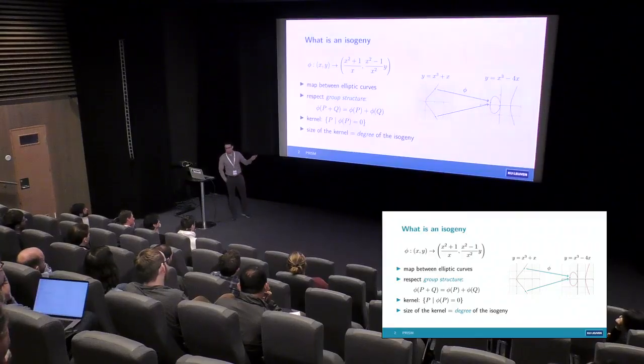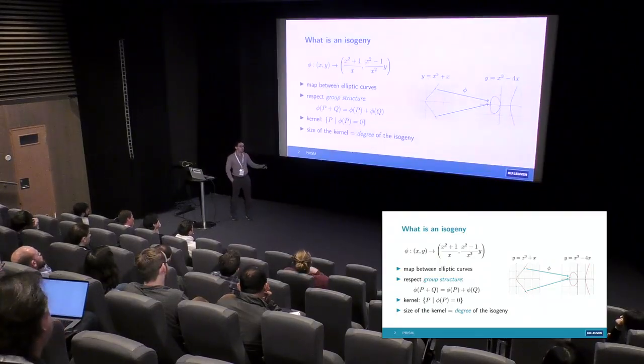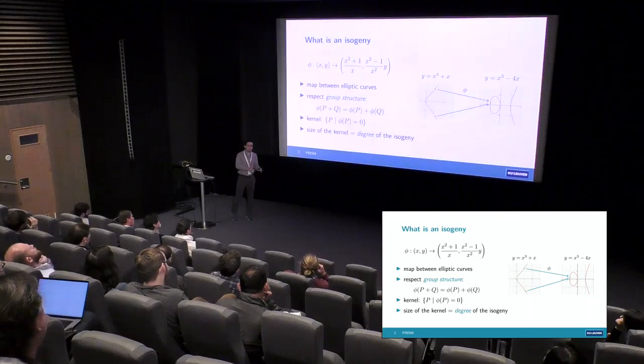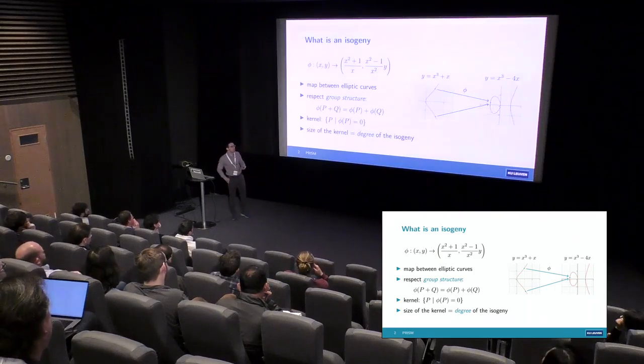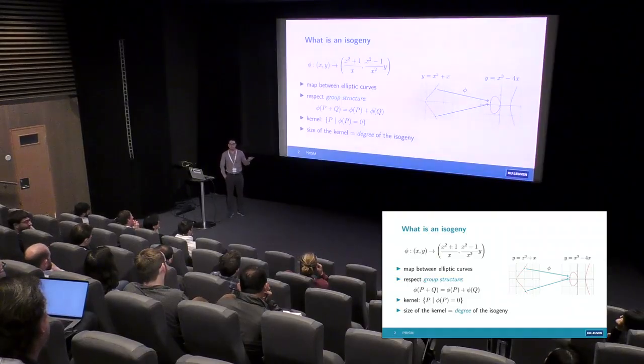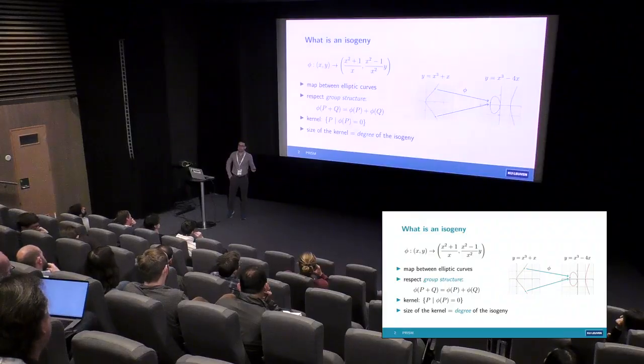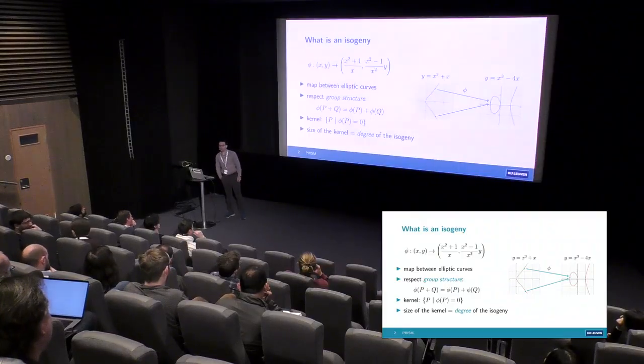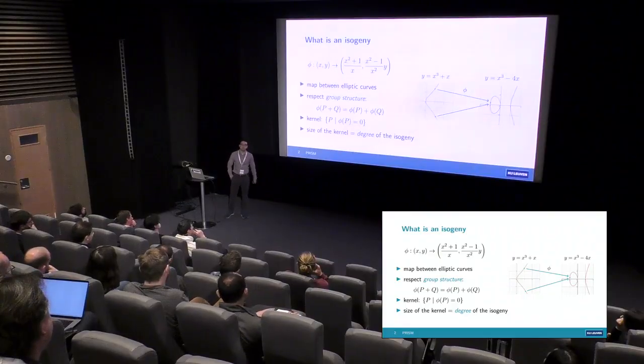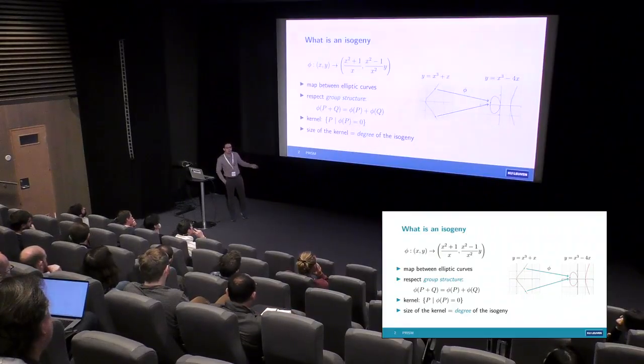The first is, as you see here on the left, this map has to be defined by polynomials. So we want a map that takes an x and y coordinate of a point and gives us polynomials that define the x and y coordinate of the image point. And the other important property is that it has to respect the group structure. So we are on an elliptic curve, we can add points together. This has to be respected by the isogeny. But these are essentially the only two properties that we care about. So once you have those two, you have an isogeny.